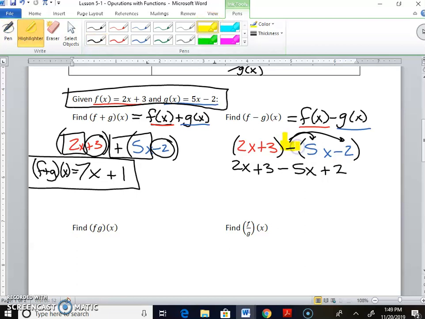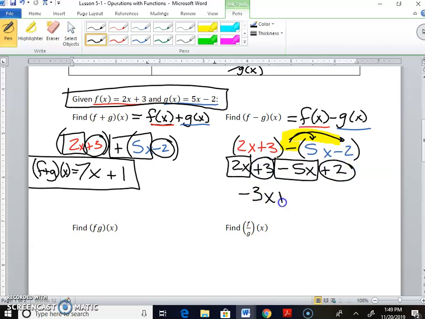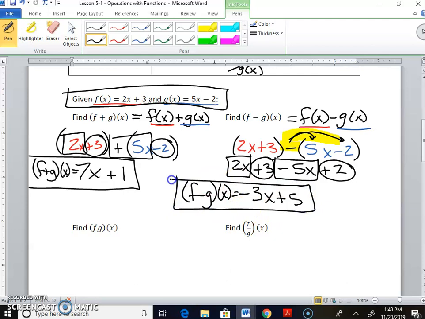This is what I'm worried about you guys forgetting to do. Do not forget to distribute that negative. Okay? I'm going to go ahead and finish up by combining my like terms. 2x, negative 5x. That's going to give me a negative 3x. Positive 3 and a positive 2 is going to give me a positive 5. So I've got f minus g of x equals negative 3x plus 5. Okay?